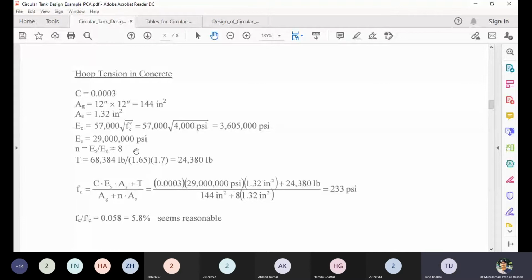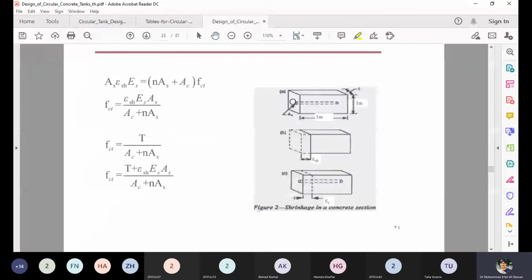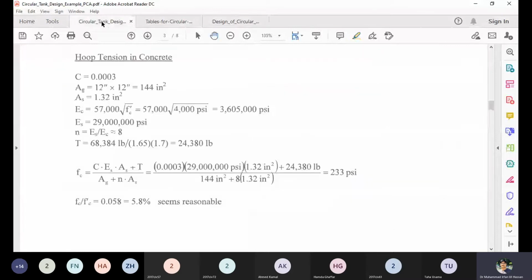Now I told you that Ag is the effective area of concrete, because 12 inch is the thickness and 12 inch is the height. This is the Ag, this part basically. We are taking thickness as 12 inch and height also as 12 inch, because we are designing in the FPS system, so height is considered as 1 foot, not 1 meter.